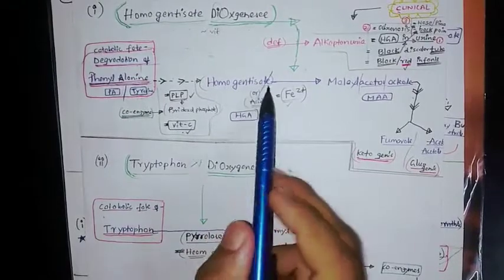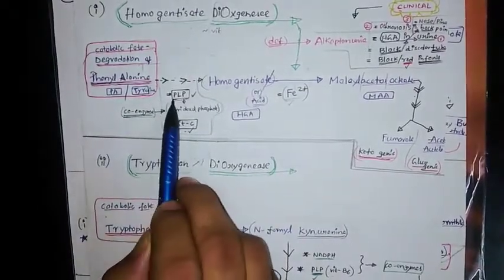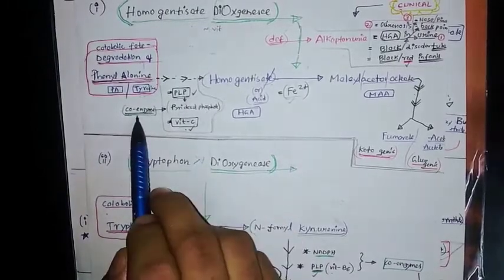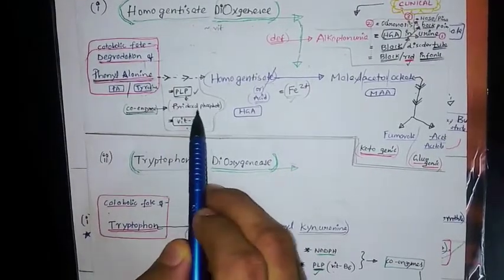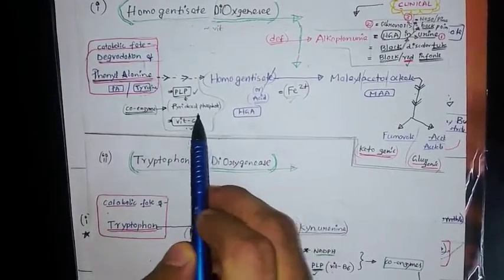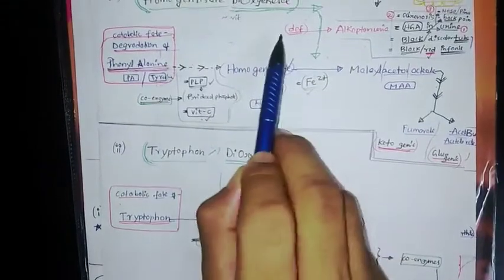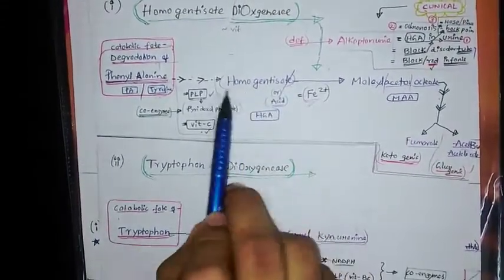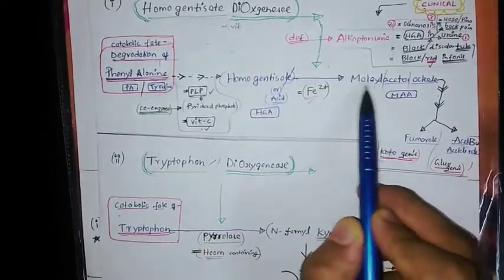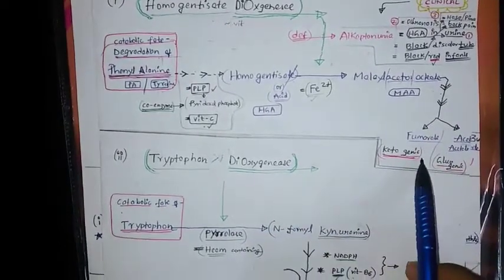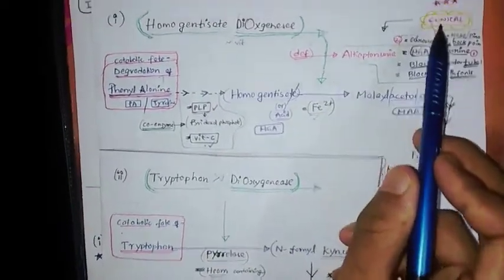Coming to the reaction, we can see PLP here. PLP is pyridoxal phosphate, which is a coenzyme, vitamin B6. In this way we can know the deficiency. You can see homogentisate converting into maleylacetoacetate. You can remember these reactions later. The main thing you should remember is the clinical point here, which is very important.